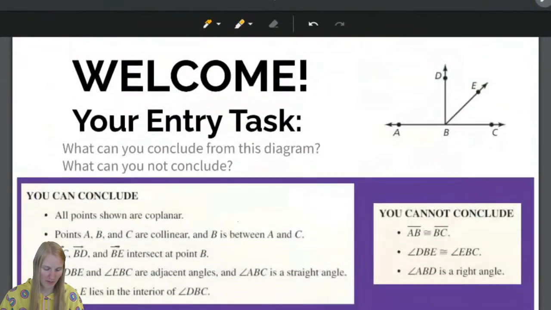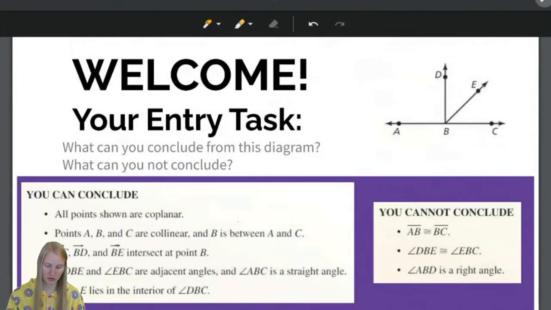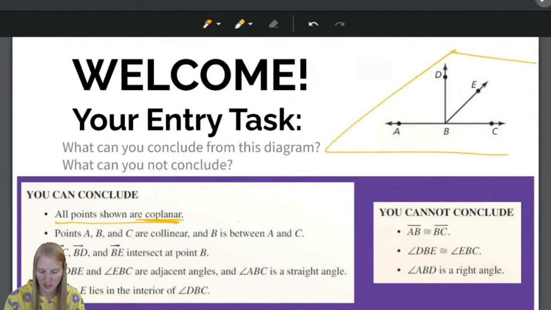I stole this from the book. So you can conclude that all points are coplanar. Because this is a flat surface, we're in 2 dimensions. All of these points are in the same plane. You can conclude that they are all in the same plane. Yeah, points A, B, and C are collinear. We talked about that already.